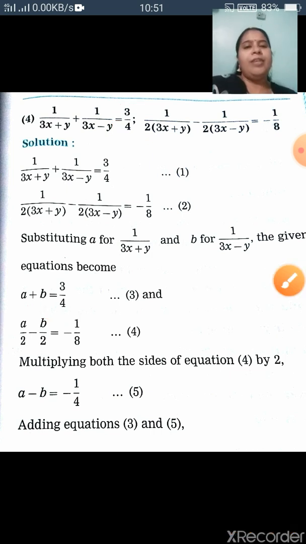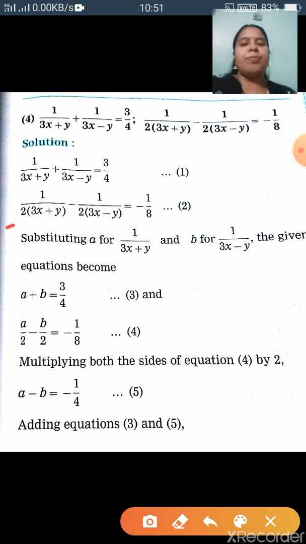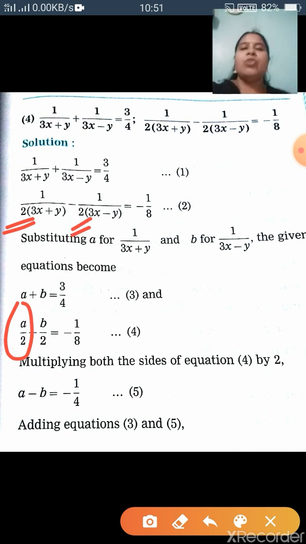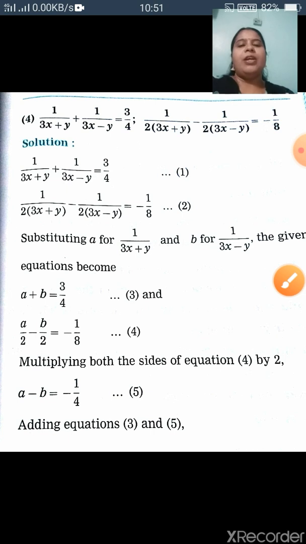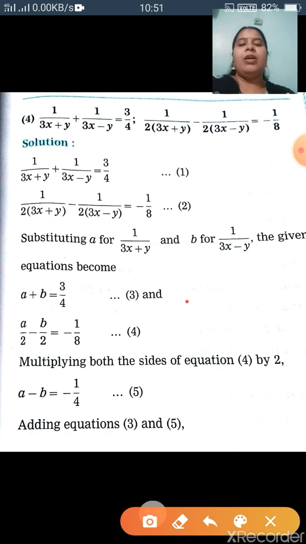Now the second equation, when I give the substitution, I have already told you this, be careful about this 2. This 2 will not go up in the numerator, so it will be there in the denominator. So we get a upon 2 minus, same way this 2 will also not go up in the numerator, it will remain in the denominator. So we get b upon 2, and that is equal to minus 8. So this is our equation number 3 and this is our equation number 4.